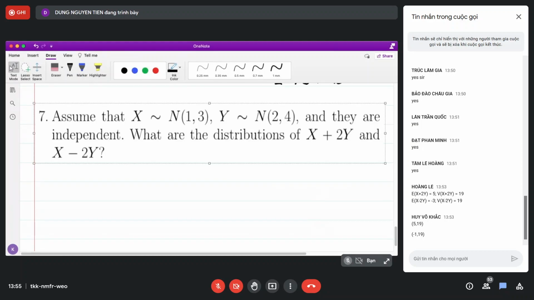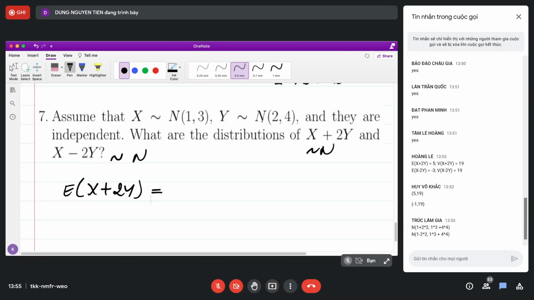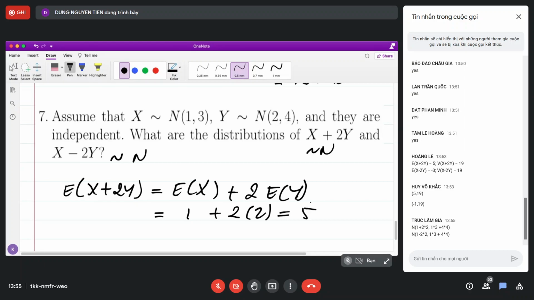Okay, we all knew that x plus y follows a normal distribution, and the difference also follows a normal distribution. It remains to find the mean of x plus 2y. The mean of x is 1, the mean of y is 2, the variance of x is 3, the variance of y is 4. So this becomes the mean of x plus 2 times the mean of y, and then you get 1 plus 2 times 2, and you get 5.